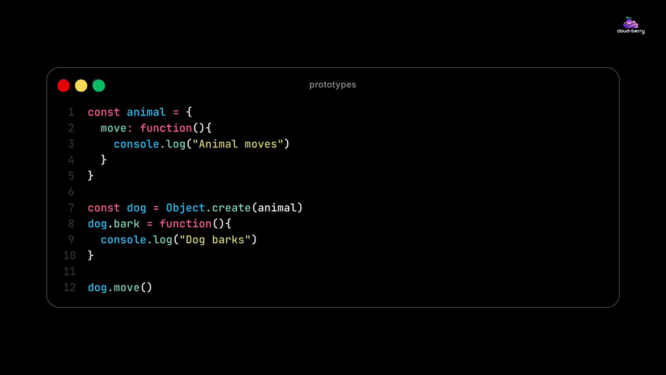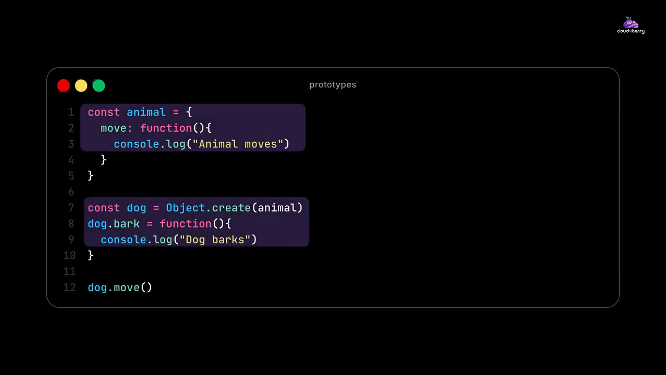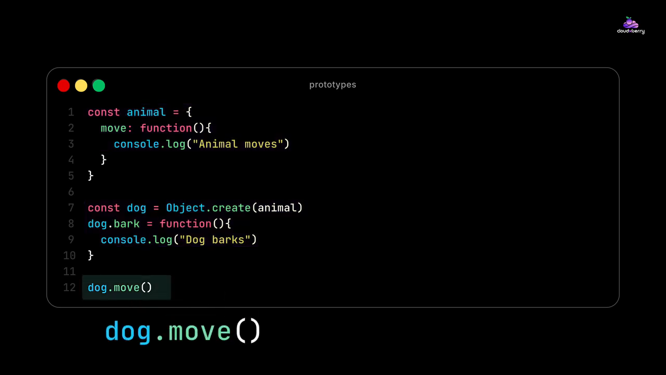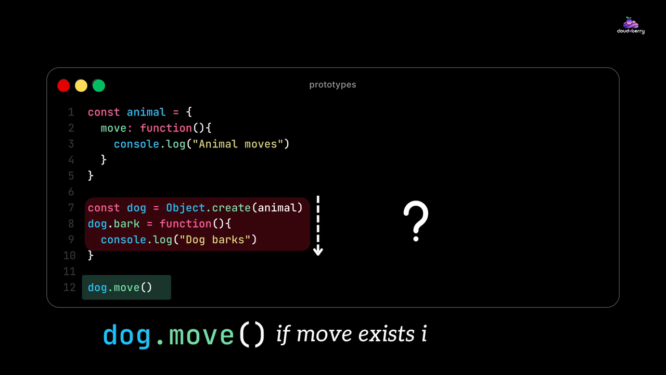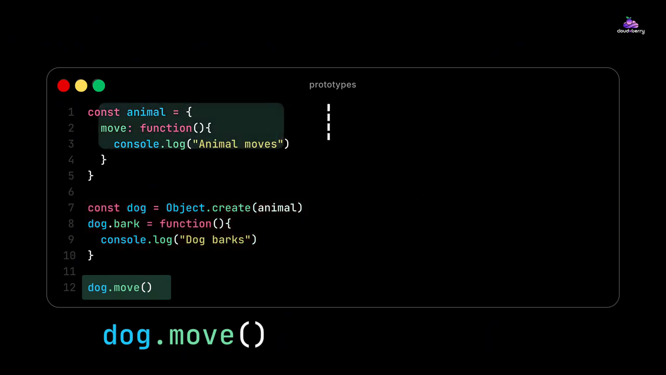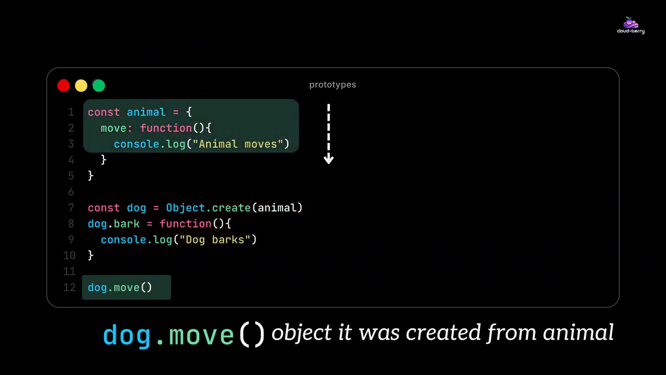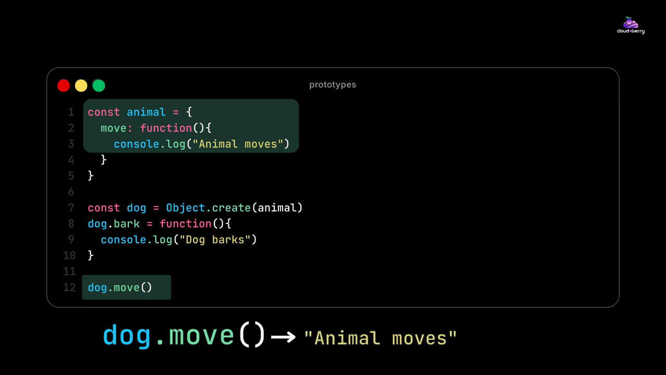Now let's move to number 9, prototypes. On your screen, you see two objects created, one created from another. When you call dog.move, JavaScript first checks if move exists in dog. It doesn't, so it looks at the object it was created from, animal. There it finds the method and executes it. This process is called the prototype chain.